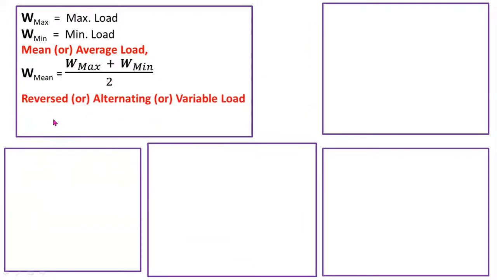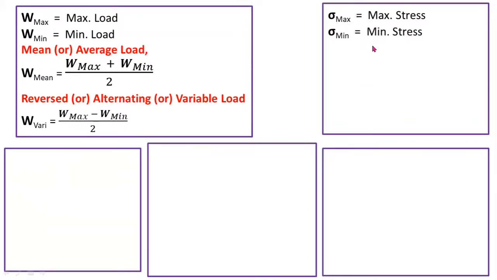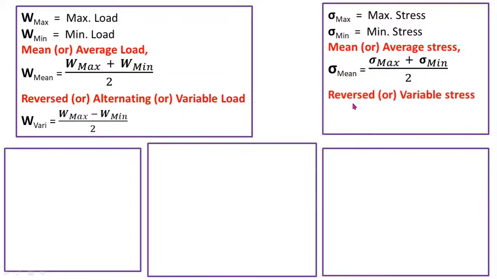And this one is, if you want to determine the value of variable load, then W variable equals maximum minus minimum load by 2. In the same manner, if you want to determine the mean stress and variable stress, then you have to consider maximum stress, sigma max, and sigma minimum, and mean stress, sigma M equals maximum plus minimum stress by 2, and variable stress equals maximum minus minimum stress by 2.